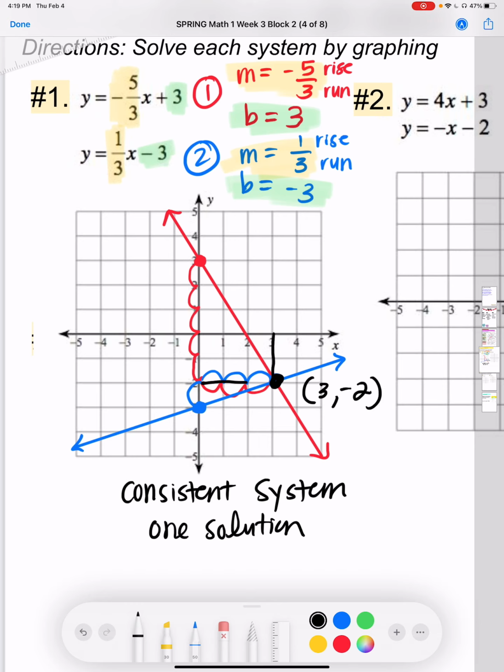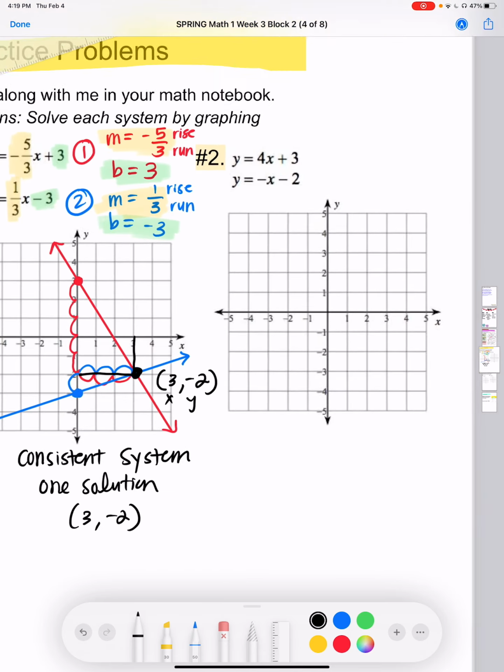Okay, so just see where those meet. 3 and then -2. It's always your x and then your y. So I'm just going to write that down, and this is my answer. All right, let's go ahead and practice another one. Again, if you need more time to copy this down, you can pause this video now. Let's go ahead and try number 2.